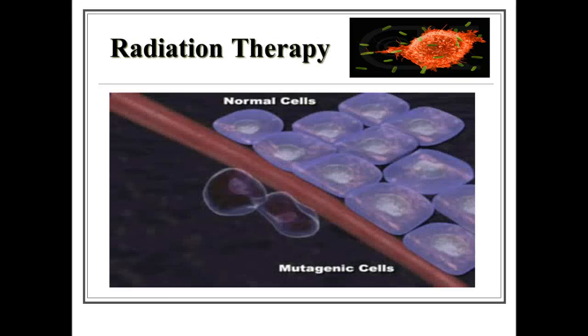Okay, we'll talk about radiation therapy. The purpose of radiation therapy for cancer is to destroy cancer cells while having minimal damaging effects on the surrounding normal cells. So basically, they're trying to shoot these radiation beams at a local area, just the area that presents with the bad cells.